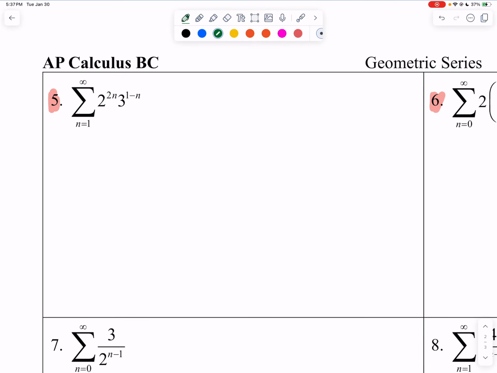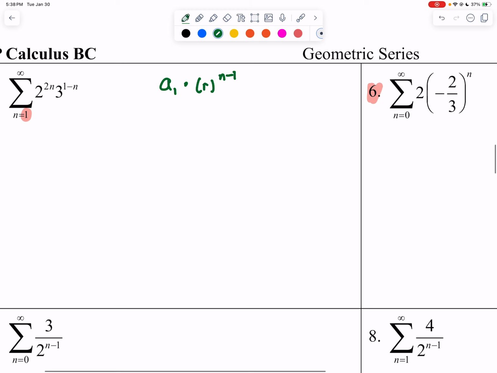All right, so looking at number 5, we have the summation from n equals 1 to infinity of 2 to the n times 3 to the 1 minus n. You want to be careful in terms of what your starting value is. Because your starting value is at 1, your sequence needs to be a sub 1 times r to the n minus 1.